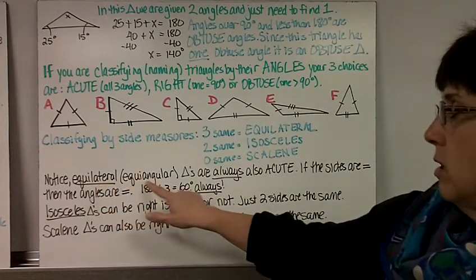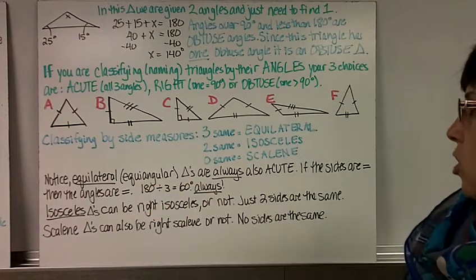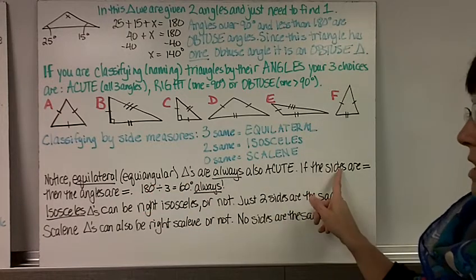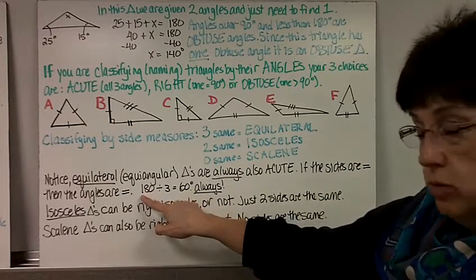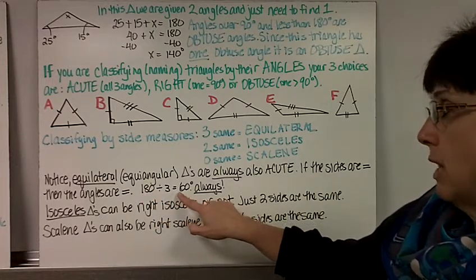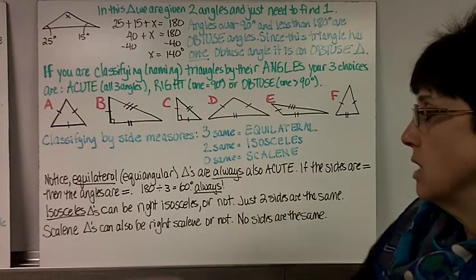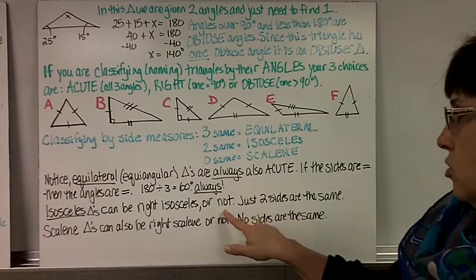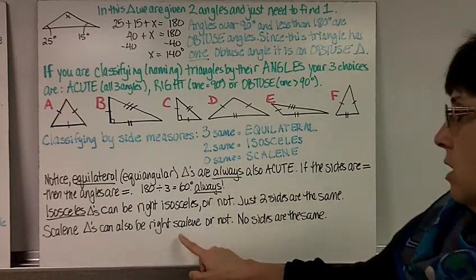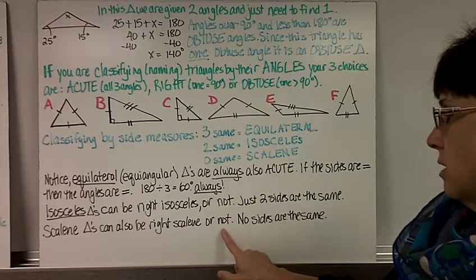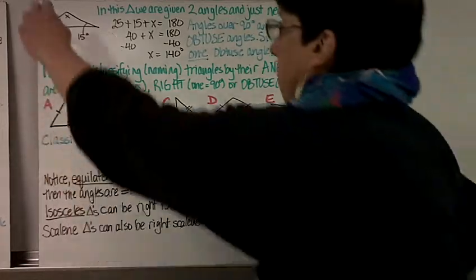Notice equilateral triangles, which can also be called equiangular triangles, are always also acute, because if the sides are equal, then the angles are also equal. So 180 degrees divided by 3: equilateral triangles always have 60-degree angles. Isosceles triangles can be right isosceles or not. It just says two sides are the same. And scalene triangles can also be right scalene or not. It just means no sides are the same. All right.